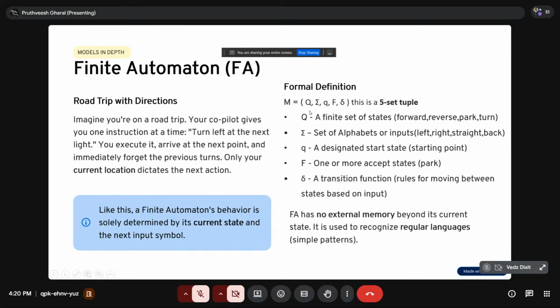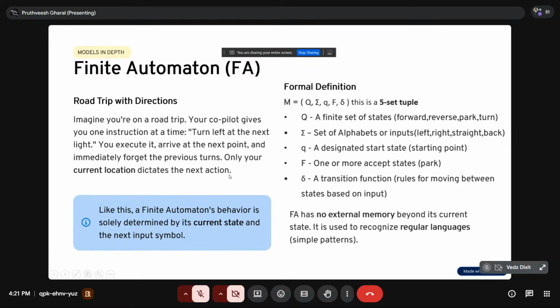So let's see how this applies to the formal definition. M equals (Q, Sigma, q0, F, delta). This is a five-tuple. We all know what a tuple is. A tuple is an immutable data structure. We cannot change the elements inside of this tuple. What are the elements that we have to define? First is capital Q. Capital Q contains a finite set of states.